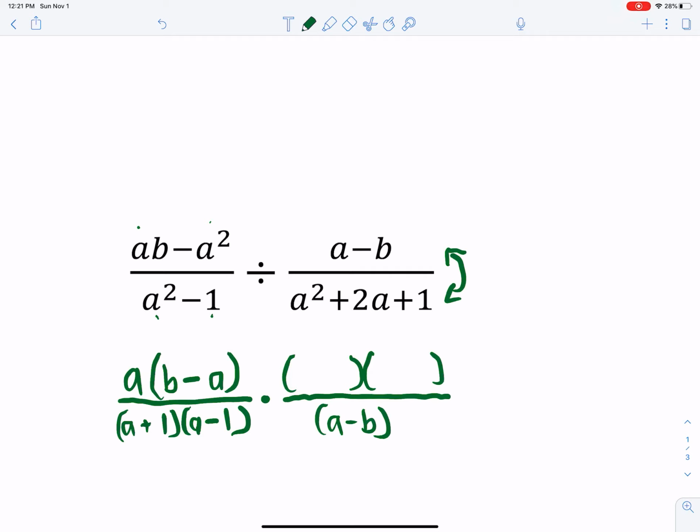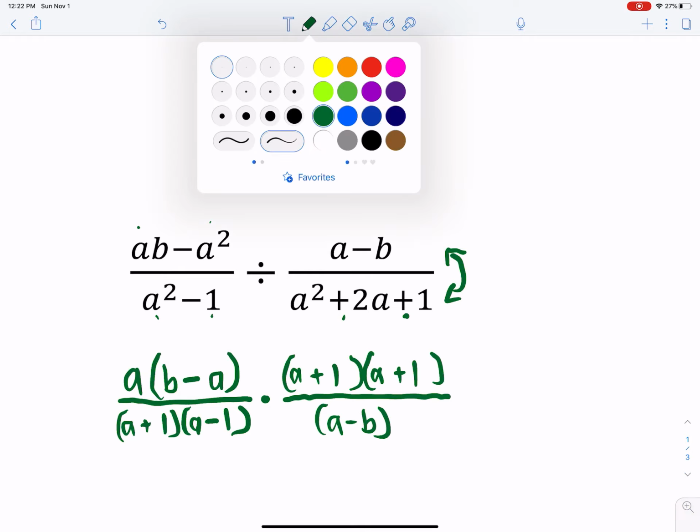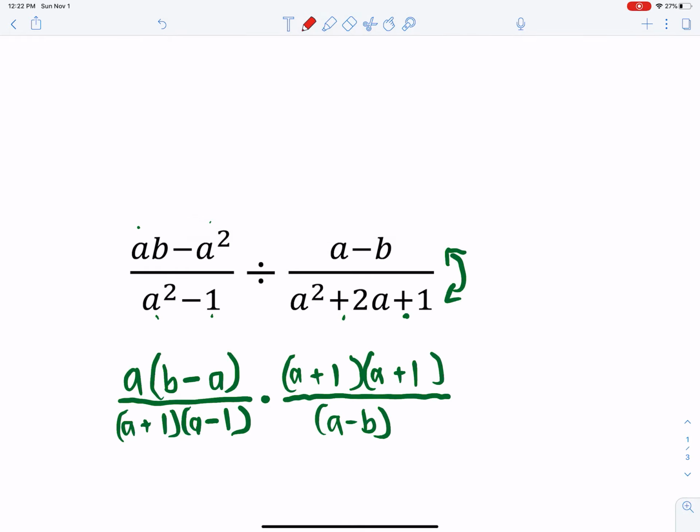So when we factor that a squared plus 2a plus 1, to multiply to be a positive 1, but add up to a positive 2, you would need a plus 1 and a plus 1. So when you're dividing, flip the second fraction, change it to multiplication, and you still factor all the parts. So let's see if there's anything that's the same on the top and the bottom here. We do have a plus 1 on the top and the bottom, so I can cancel those out.